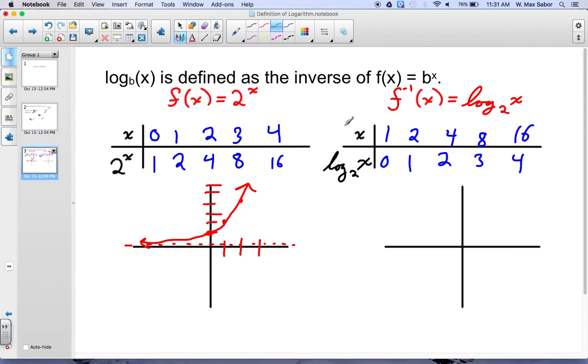If we do the inverse of that, well, each of these points switches places. So we go to 1 comma 0, 2 comma 1, which would be there, 4 comma 2, which would be there, 8 comma 3. So it looks kind of like a square root function, but just like before, we have an asymptote, and instead of y equals 0, now we have it at x equals 0. So this is what a logarithmic function looks like.